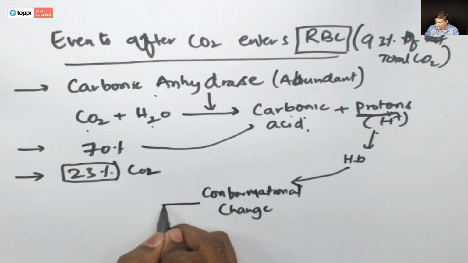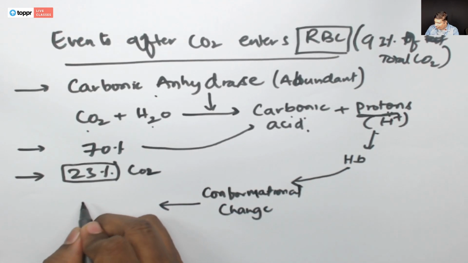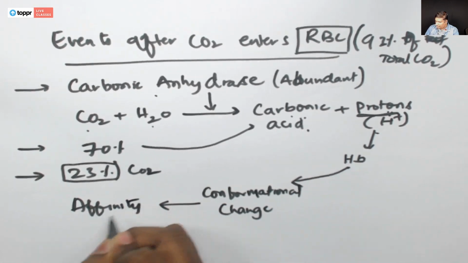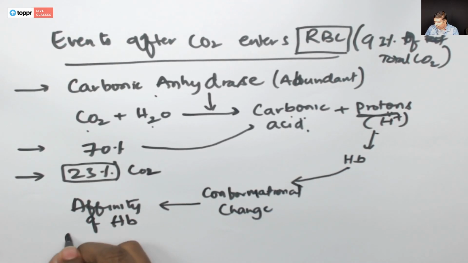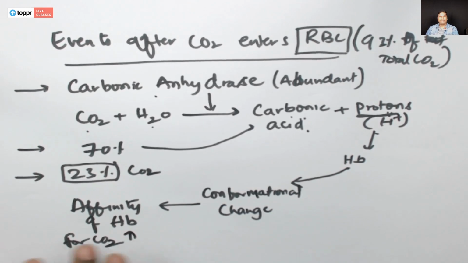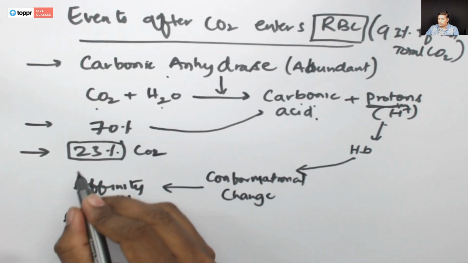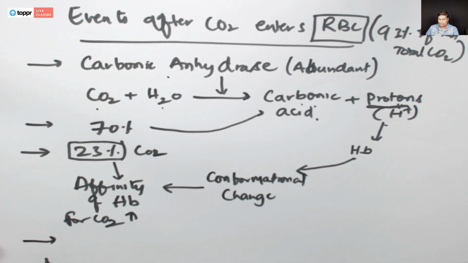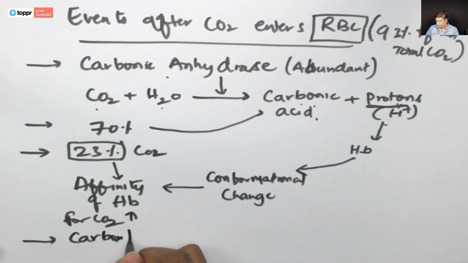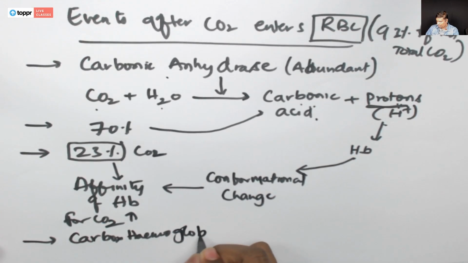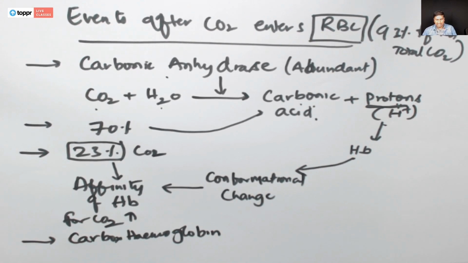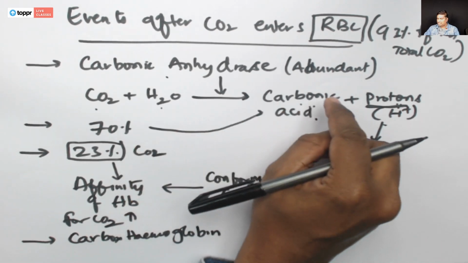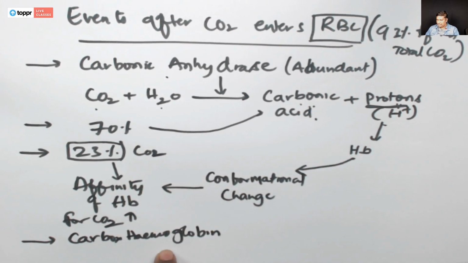Now, as a result of this change, the affinity of the hemoglobin for CO2 increases. So this 23% which is there is actually binding to the hemoglobin, forming the carboxyhemoglobin. So basically 70% is getting converted into carbonic acid, and 23% is binding to the hemoglobin.